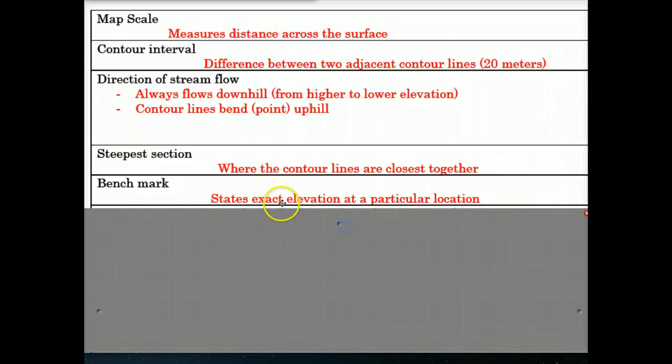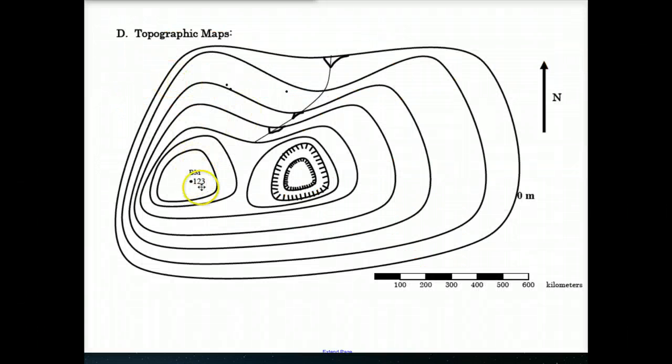Benchmarks are places where they state the exact elevation at a particular place. An example on here shows the exact elevation of this hill. We see that this is in meters, that's 0, and these go up by 20: 20, 40, 60, 80, 100, 120, and that's 123, the highest part of that hill.